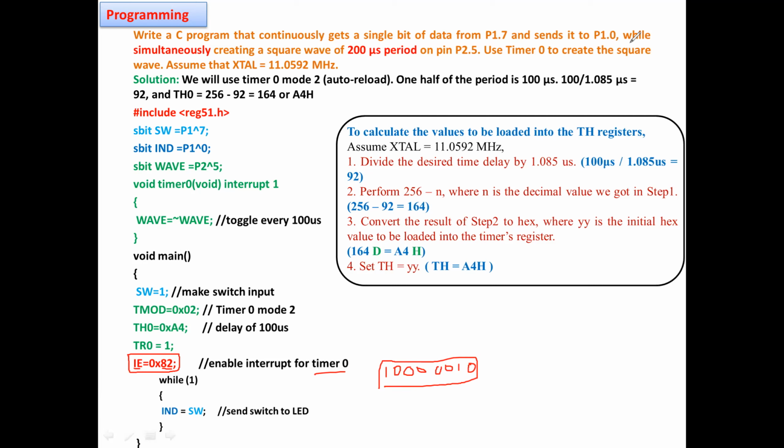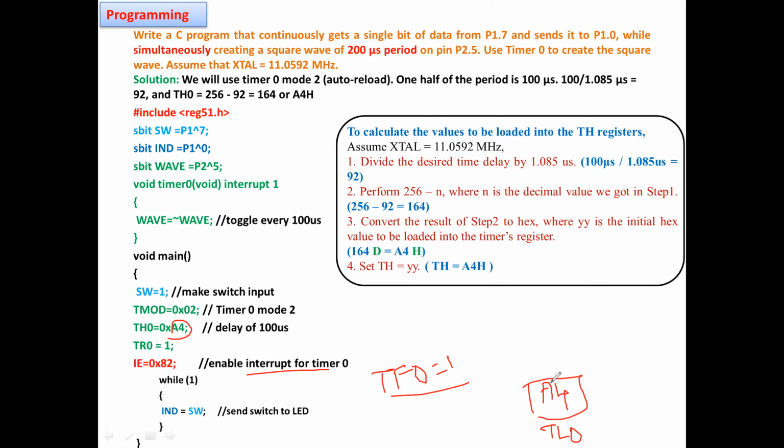Now, when this interrupt occurs, in the sense, when timer flag 0 equals 1, it will occur from this data, that is the data which is loaded in the TL register, TL0. This data will be incremented to FF.